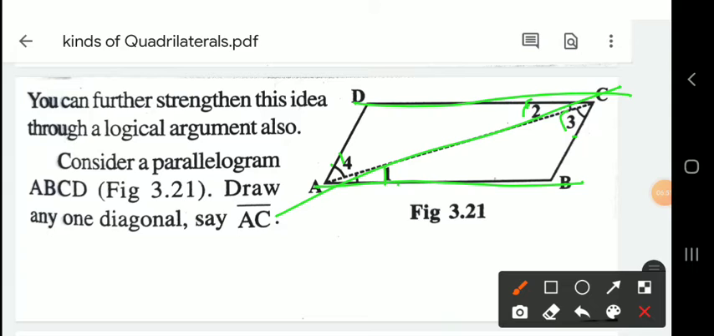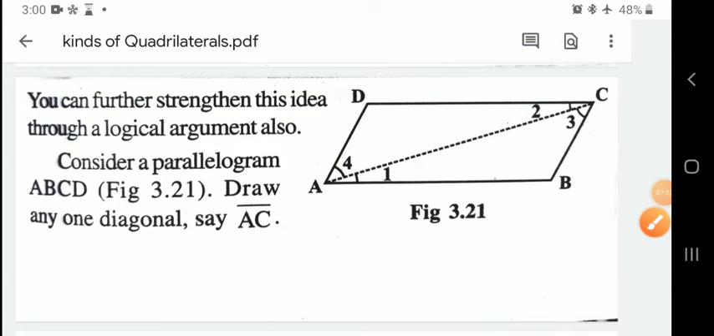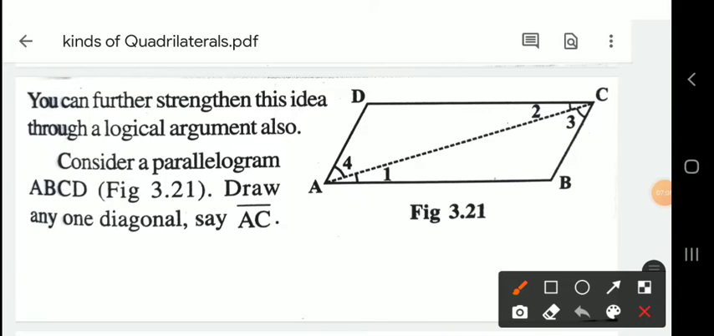Also the line AC is common in both the triangles. So the triangle ABC and the triangle ADC, these two triangles are congruent triangles. By which property? Here first one is angle, then this angle, this side and this angle. So angle, side, angle, that is ASA.